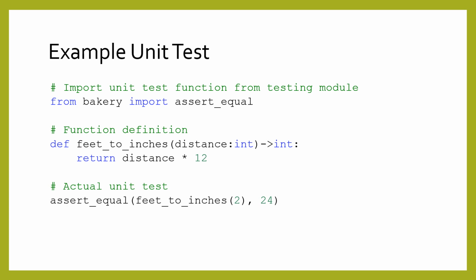A unit test is pretty simple. Call a function with a known input and compare the result to a known output. For example, consider this function that converts feet to inches. Above the function call is a special statement that imports, or makes available, the assert_equal function from the test module named bakery. We use this function on the line below to write our unit test. We call feet_to_inches and pass in 2 and assert that we expect a result of 24.